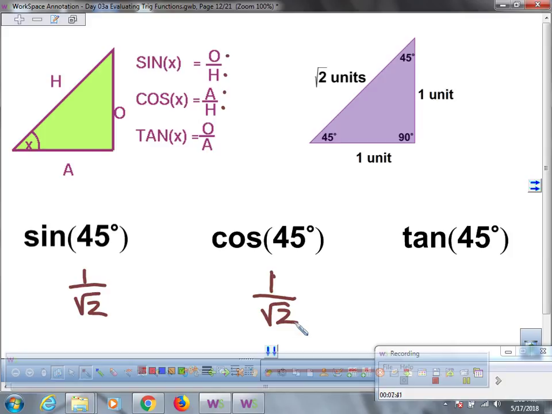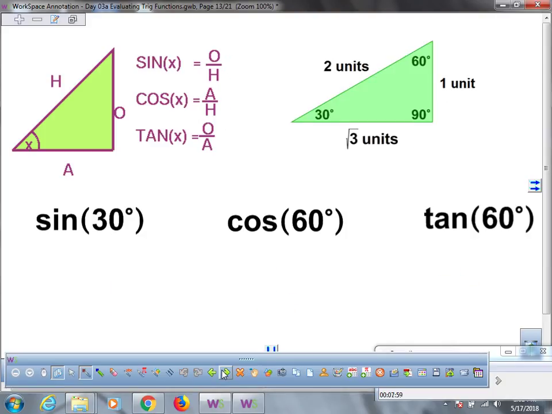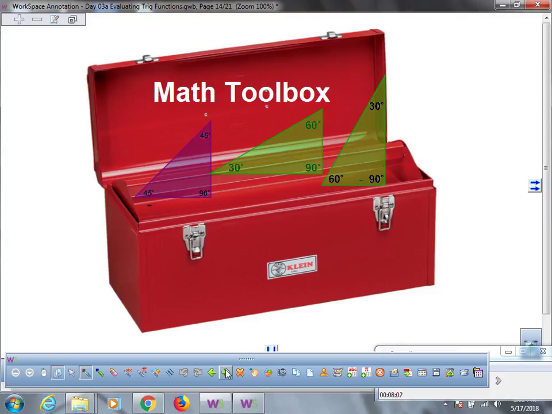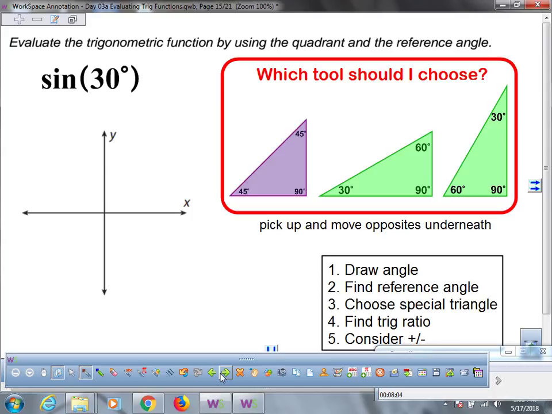Tangent is opposite over adjacent. So my opposite is my 1, and my adjacent is also 1. Okay, I'm going to come back to this one for a special reason. All right, let's use it with our unit circle.